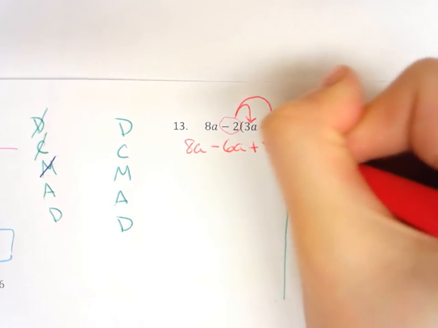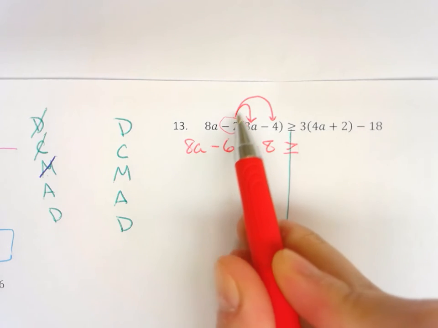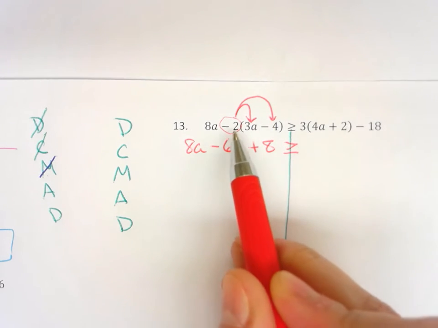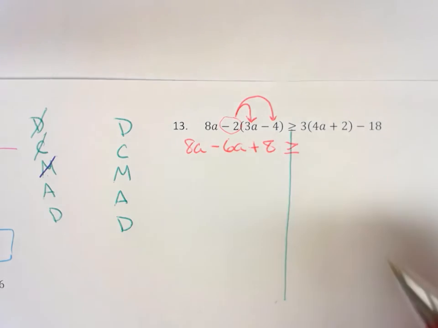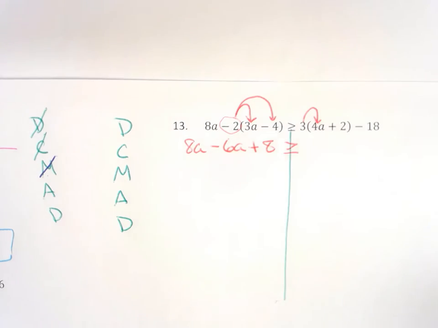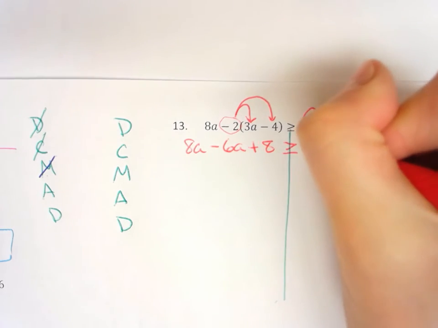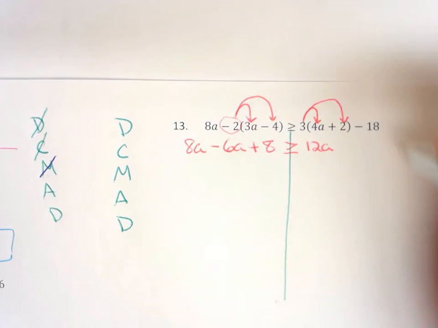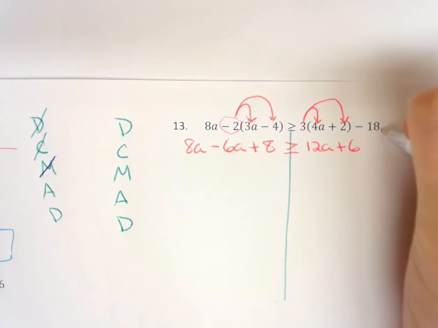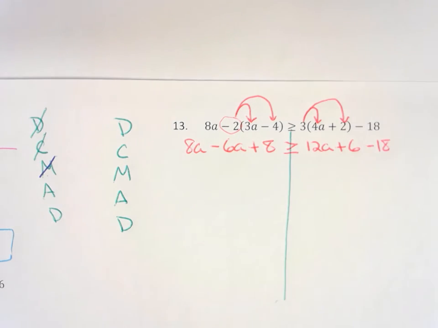I do not flip the inequality sign even though we just multiplied by a negative number because it only happened to that side. Now the other side, I'm multiplying 3 times 4a, that's 12a, and 3 times positive 2 is positive 6, and don't forget about the negative 18. You need to make sure that you bring that one down too. So that was distribute. The next step is to combine like terms.